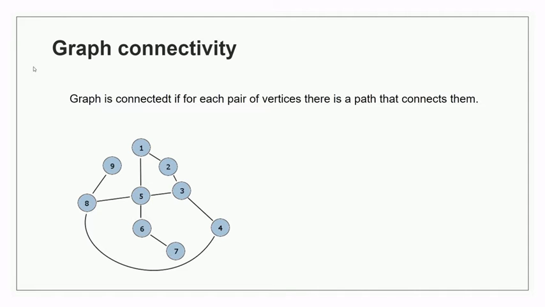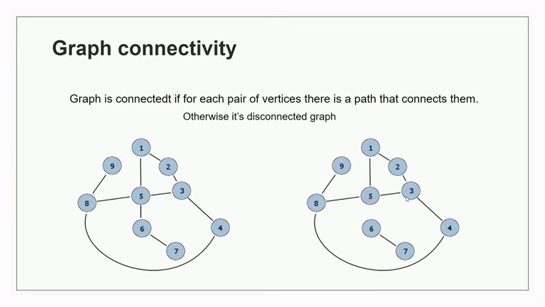A graph is connected if for each pair of vertices there is a path that connects them. In this graph, all vertices are connected to each other, so it is a connected graph. Here we can see that 6 and 7 are in no way connected with the rest of the vertices, so here we are dealing with a disconnected graph.